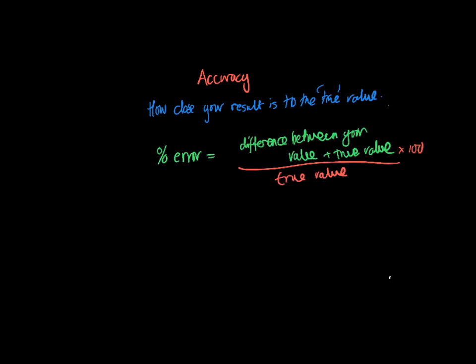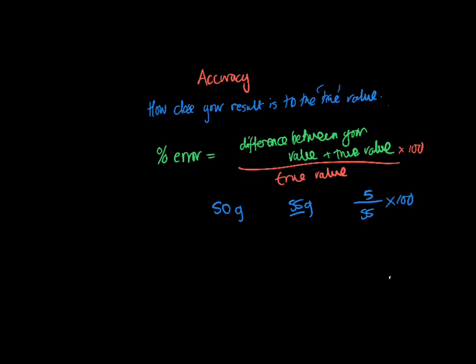Well, it's percentage error, which is the difference between your value and the true value, divided by the true value, times 100. So if, for instance, you got 50 grams and the true value is 55 grams, well, the difference between these two is 5. You're going to divide that by 55, because that's the true value, times 100.